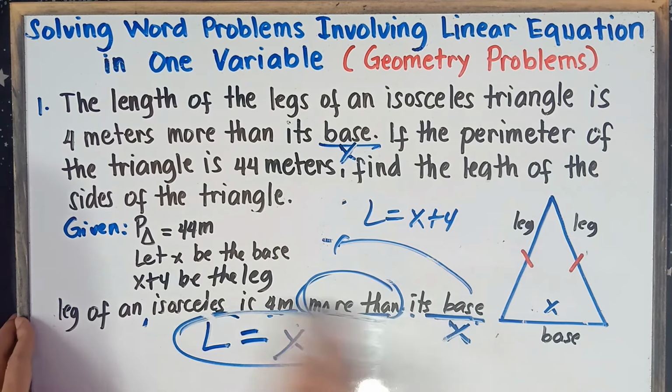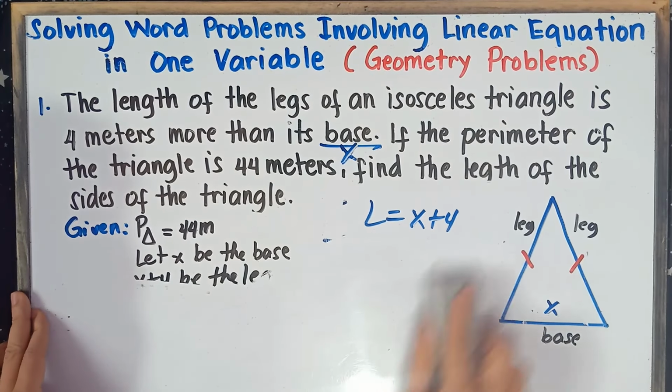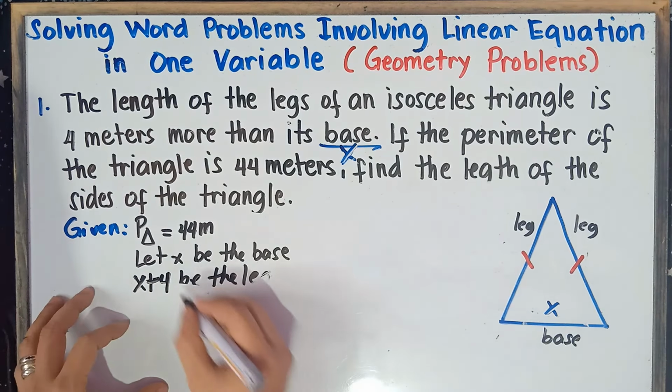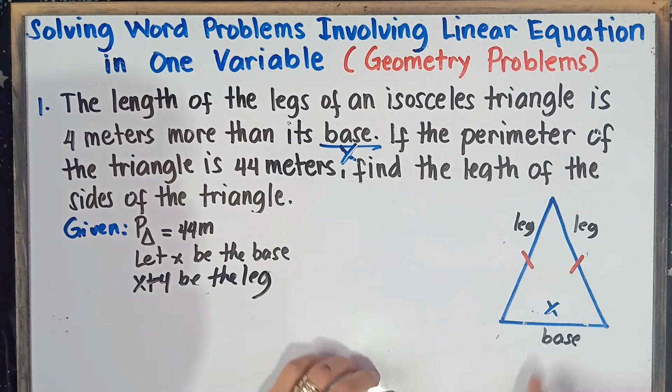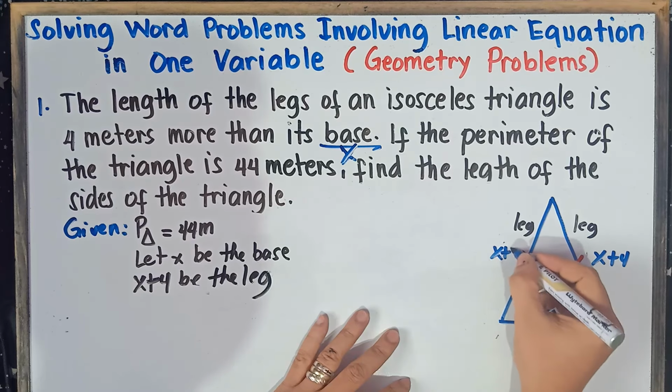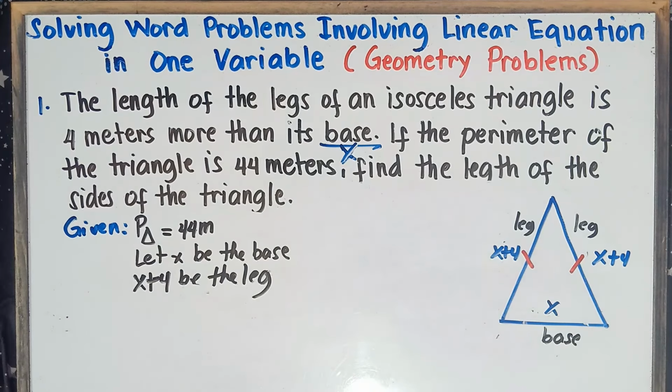I hope it's clear for you, class. So x plus 4 be the leg. So this side is x, and this will be x plus 4. Of course, this is also x plus 4. They have the same measure.